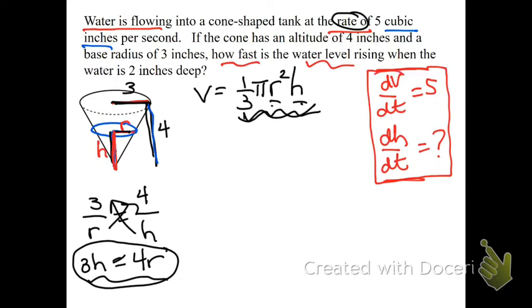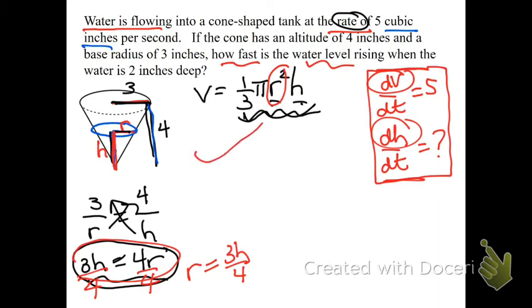I only want V's and H's. So I've got to get rid of this R. How am I going to get rid of the R? Come over here and use that proportion. Solve for R. Divide by 4 on both sides, and we get that R is equal to 3H over 4.